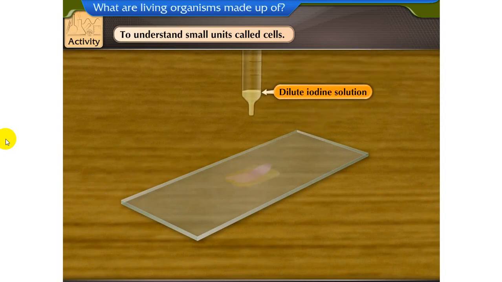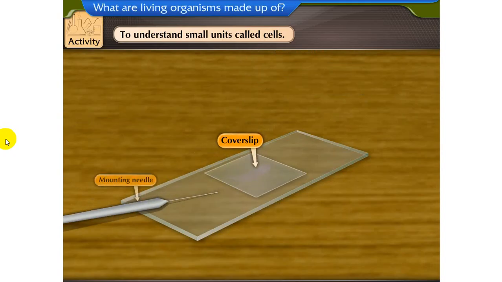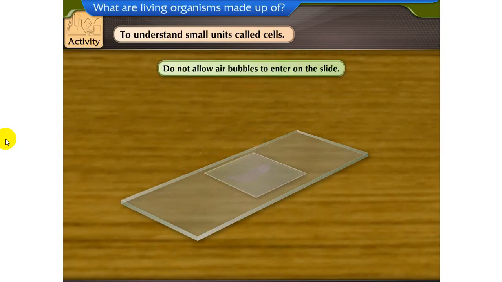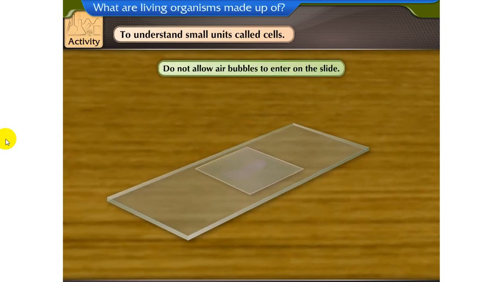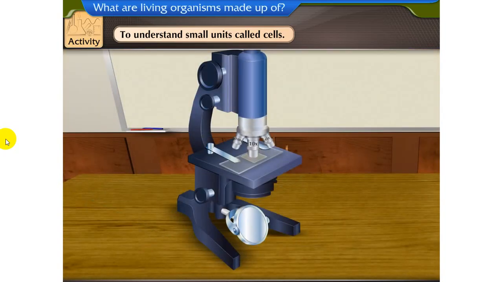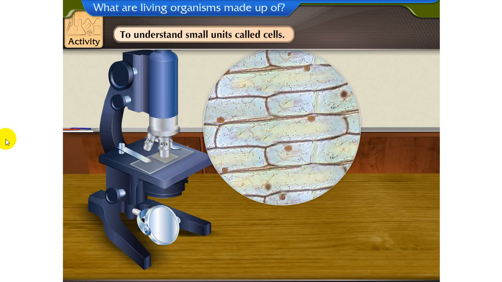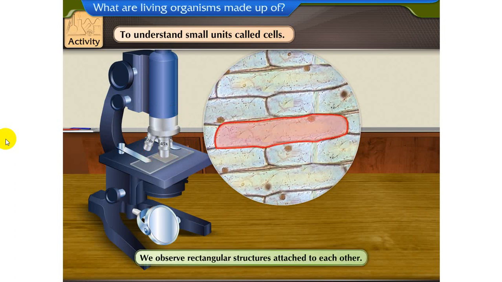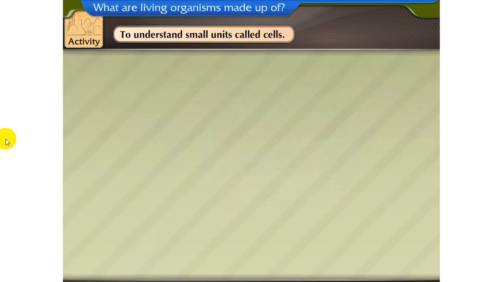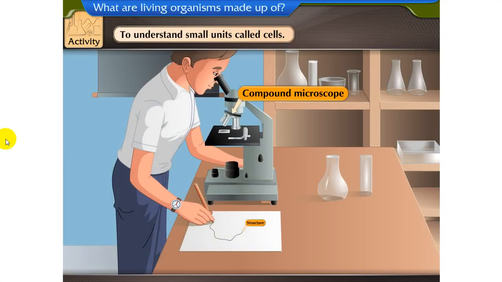Put a drop of dilute iodine solution on the peel. Place the cover slip carefully with the help of the mounting needle. Do not allow air bubbles to enter the slide. This is a temporary mounting of onion peel. Observe the peel under a compound microscope. Focus the slide first under low power and then turn it to high power. We observe rectangular structures attached to each other. Try and draw these structures on a paper.